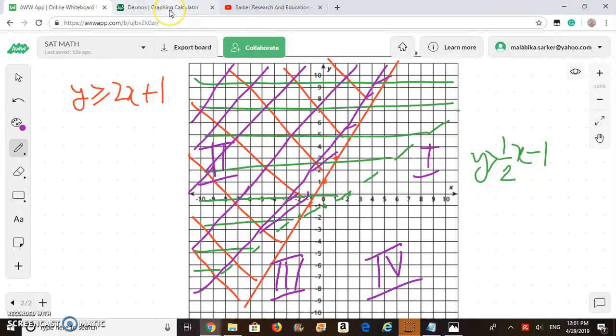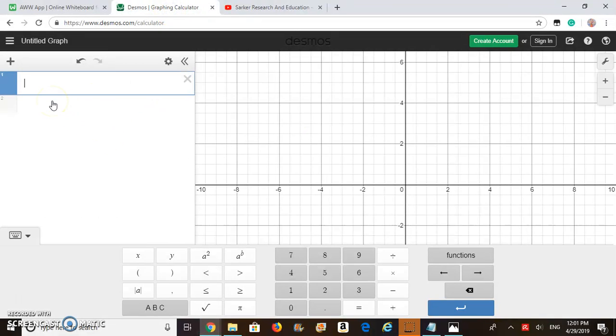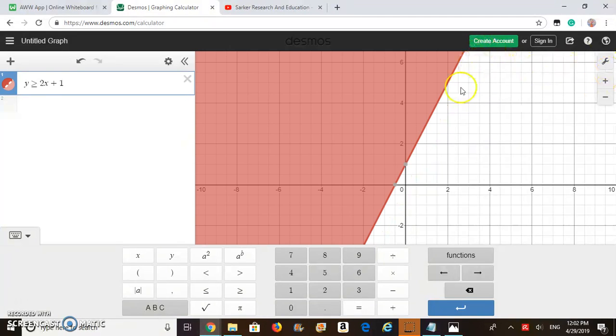So now we can do it on the graphing calculator, which looks actually very clean. The first one is y greater than or equal to 2x plus 1. You can see this solid line, this is the equation, and this is the inequality. Y is greater than, above this line, because this is greater than or equal to. All these red regions represent the inequality.